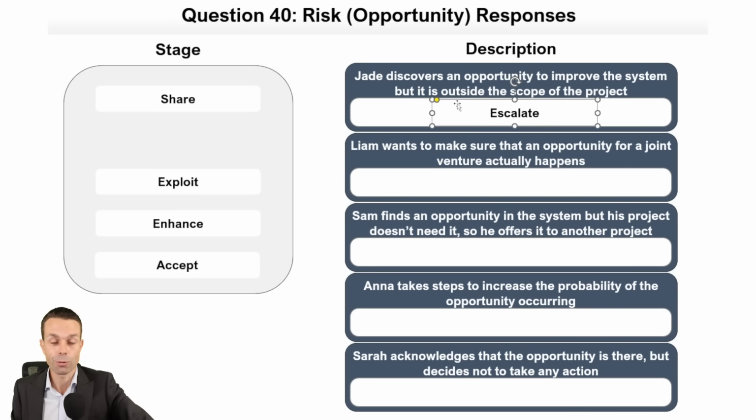Liam wants to make sure that an opportunity for a joint venture actually happens. Now, that's either enhance or exploit. I think if we're definitely doing it, we're exploiting it. Let's have a look at the other ones just in case. Sam finds an opportunity in the system, but his project doesn't need it, so he offers it to someone else. He is sharing the opportunity. Anna takes steps to increase the probability of the opportunity occurring. She is enhancing that probability of the opportunity happening, which is great. And Sarah acknowledges that the opportunity is there, but decides not to take any action.